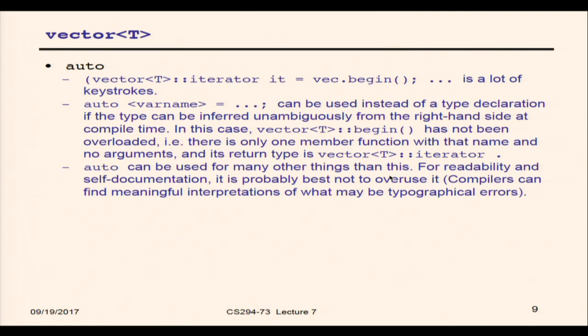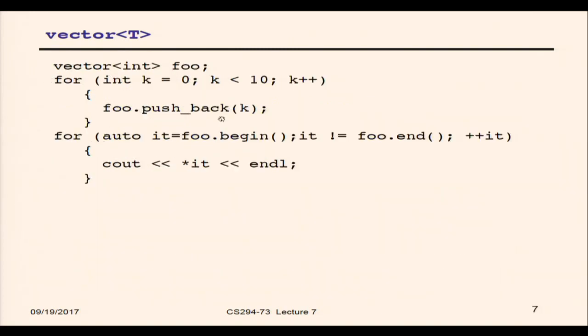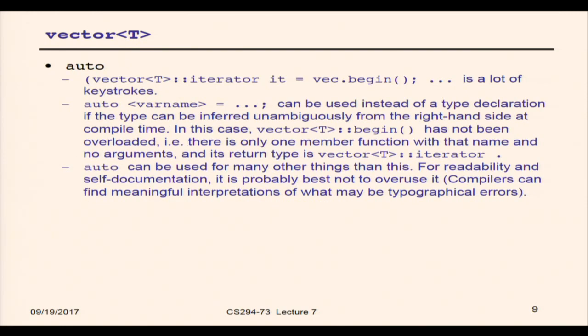So auto. If I wanted to have an iterator loop, and this is any sort of iterator loop, it's: what's your starting condition, what's your termination condition, and what do you do each time through the loop to increment things. Well, what I should have typed was vector<T>::iterator it as a declaration of what it is, and then equal to vec.begin. That's a lot of keystrokes. What auto does, and it's something that's more generally useful than just in the beginnings of loops, is that auto variable name equals ... can be used instead of a type declaration if the type can be inferred unambiguously from the right-hand side at compile time. So in this particular case, I was replacing all of these keystrokes with auto.